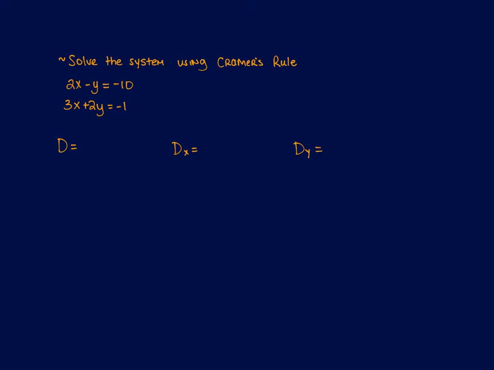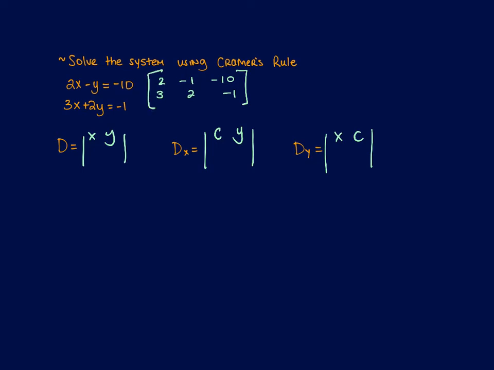So remember, if it's a 2 variable, that D is the x's and the y's. D sub x is the constants and the y's. D sub y is the x's and the constants. So 2, -1, -10, 3, 2, -1. Again, you're going to have to be so very careful when you write this out. This is 2, 3, -1, 2.